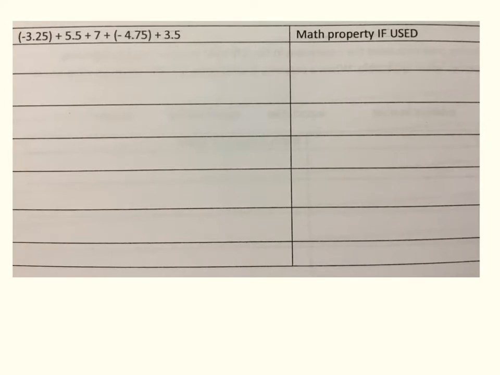All right, notice here we do not have the identity property. There's no 0, okay? And everything is addition. Just because the 3.25 is negative and the 4.75 is negative, that's not the operator. Those are the negative signs, okay? Everything in this expression is addition. We do not have to apply the additive inverse, okay?